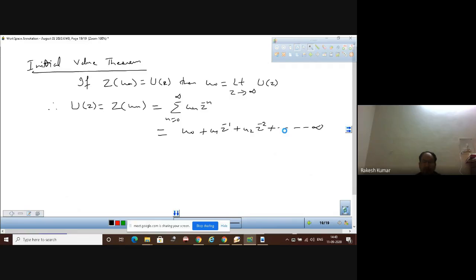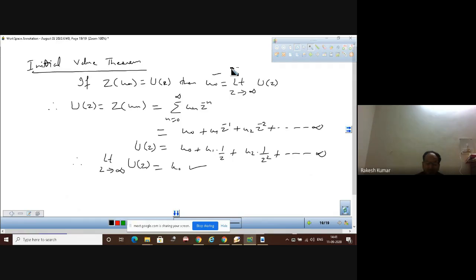So this is the series we have, and from this series you can arrive at a result like this. It is a very important and very easy result. That is u(0) plus u(1) over z plus u(2) over z square and so on up to infinity. Now it is clear that whenever you take the limit as z approaches infinity of U(z), what will be the right hand side? That is 1 upon infinity, and 1 upon infinity is 0. Then all the terms vanish, and only the first term will be left with us. So this is very important and very easy to prove.